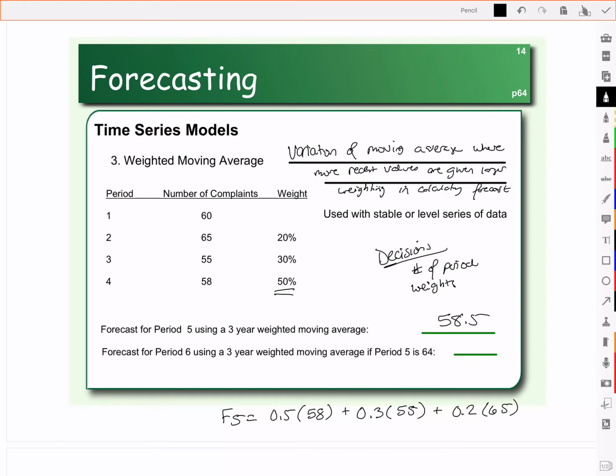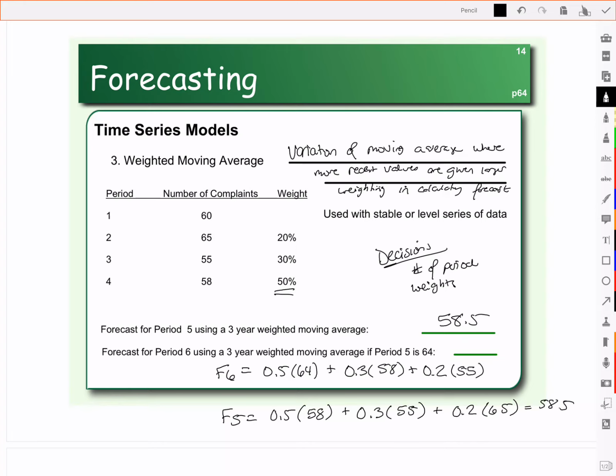Now, when we want to go and forecast period 6, if the actual for period 5 is 64, then the 50% weighting is moving on to the 64. If you don't have an actual for period 5, then you're going to use the forecasted. We would put a 50% weighting on the 58.5 instead. All right, so 50% on the recent period, which is period 5, plus 30% on period 4, that's the 58, plus 20% on the 55.